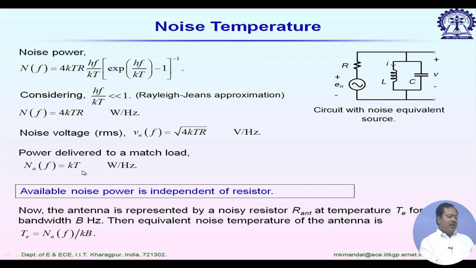So the value is given by Na, which is of course a function of frequency. This is equal to kT, k is the Boltzmann constant. So the important conclusion is that the available noise power is independent of resistor. And noise power we can also express in terms of some equivalent temperature, and in that case that equivalent noise temperature Te for a bandwidth B hertz, we can express T equal to Na by kB.